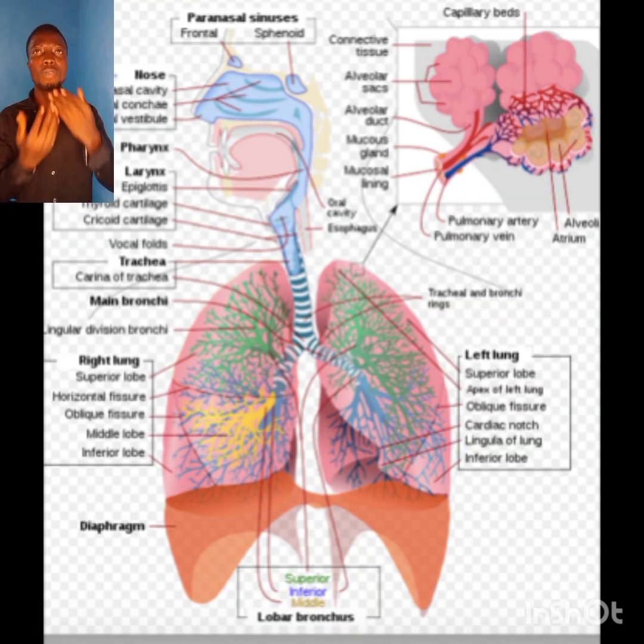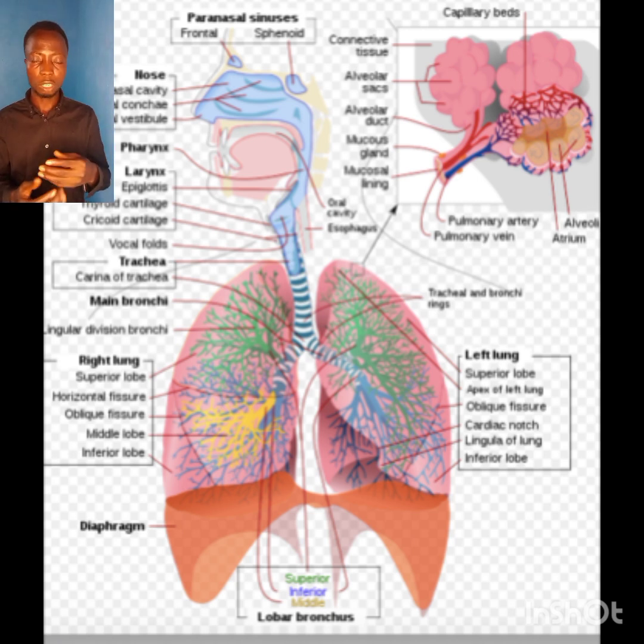The flap that covers the trachea when swallowing is called the epiglottis. The epiglottis acts as a switch that prevents food, when you swallow it, from going back into your nose. And then we have the larynx.